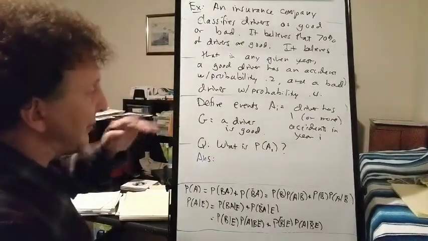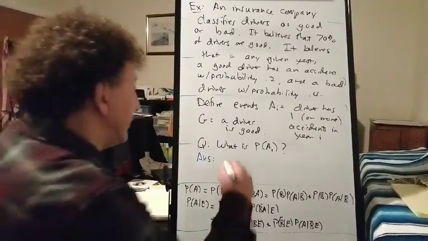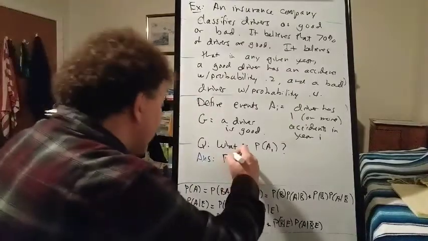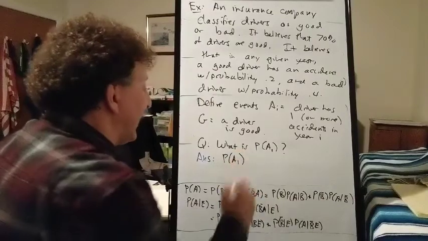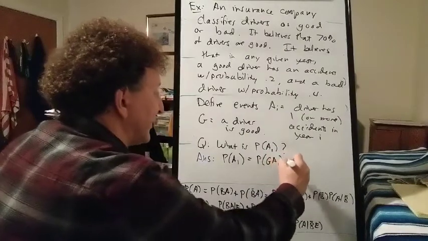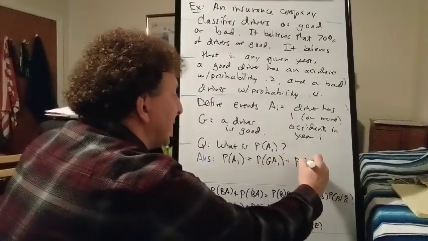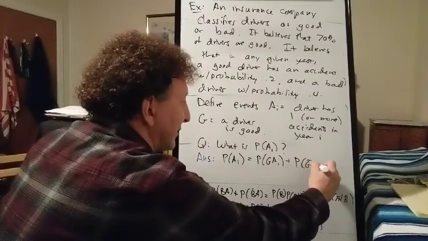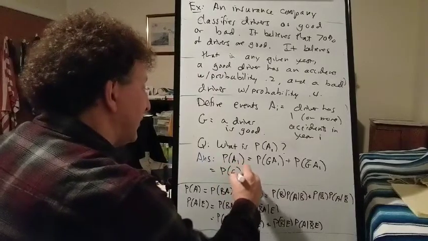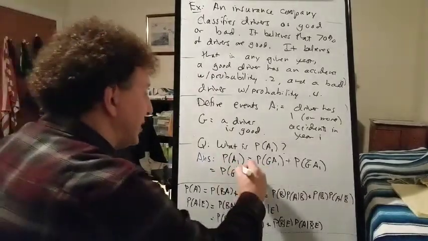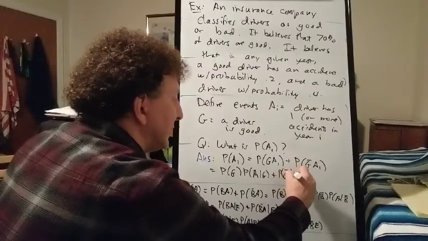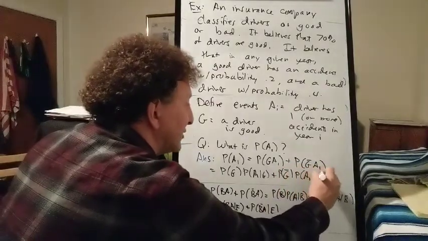So this would be easier if we knew whether the driver was good or bad. So we can condition on whether the driver is good or bad, and write probability of accident in the first year is probability of having a good driver have an accident in the first year, plus probability of having a bad driver and having that driver have an accident in the first year. So this is, using the multiplication rule, probability of G, probability of A1 given G, plus probability of not G times probability of A1 given not G.